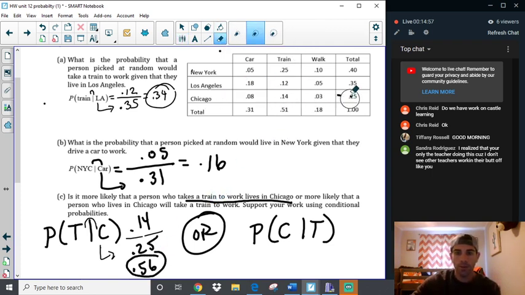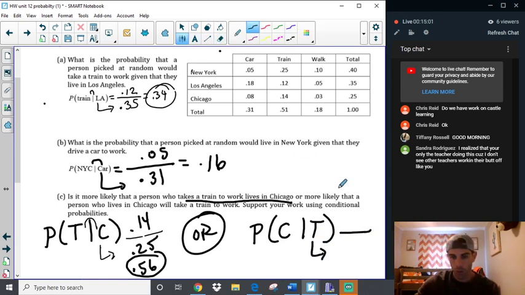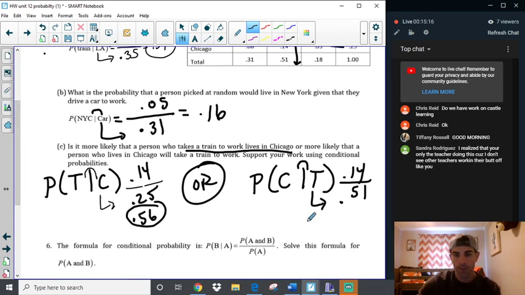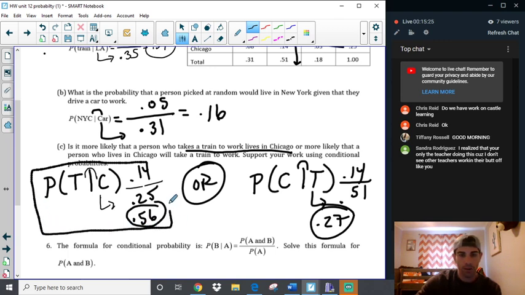Now let's do the other one. So here's my denominator. That's the train. So now my denominator is going to change to 0.51. And now let's find the intersection of living in Chicago and taking the train, which is 0.14. So 0.14 over 0.51, that's 0.27. So you have a better chance of taking the train given that you live in Chicago than you do of living in Chicago given that you take the train.